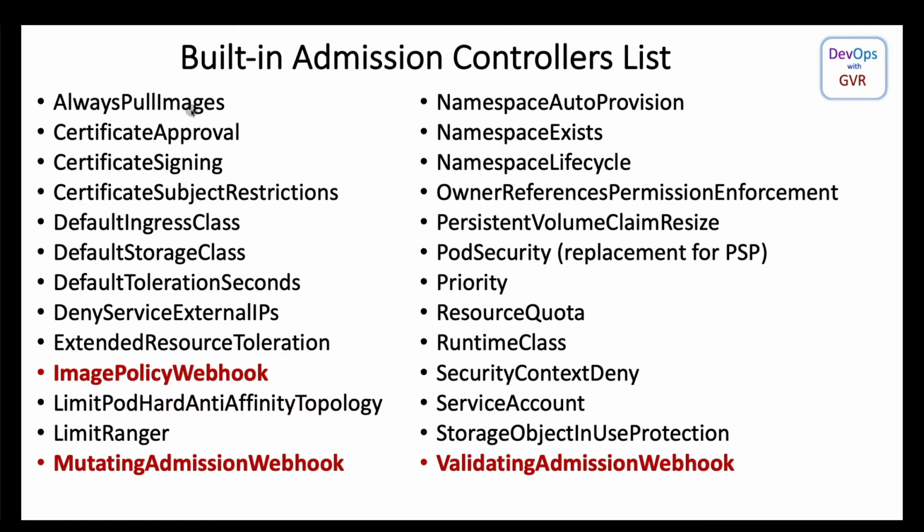Each and every controller has some meaning. Say, for example, namespace auto provision. Say I want to deploy an Nginx pod in the namespace Singapore, but the Singapore namespace doesn't exist, right? In that case, what will it throw? The namespace does not exist. But if you enable this particular admission controller, namespace auto provision, it will automatically create the namespace even though it doesn't exist. That's one example.